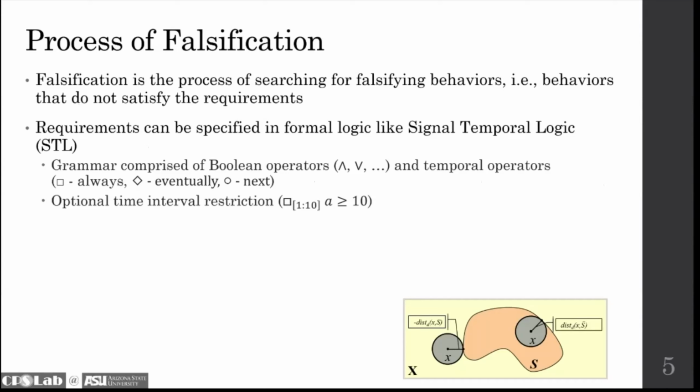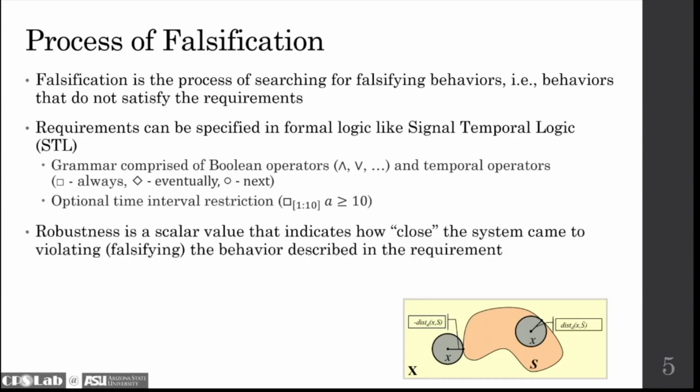The STL grammar is composed of the traditional Boolean operators, as well as several temporal operators like next, eventually, and always. Temporal operators like always and eventually can include an optional time interval to restrict their application. STL requirements also include predicates, which are Boolean expressions that represent a requirement of the output. In the time interval example, the symbol A represents a system output, and the inequality A greater than or equal to 10 is a predicate.